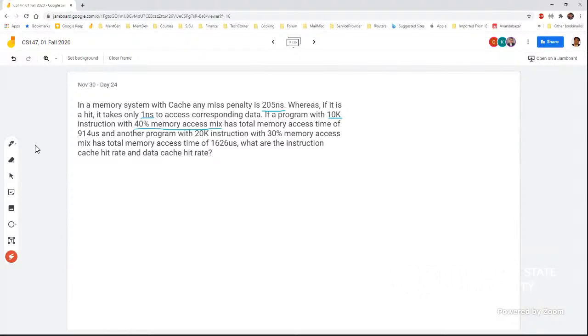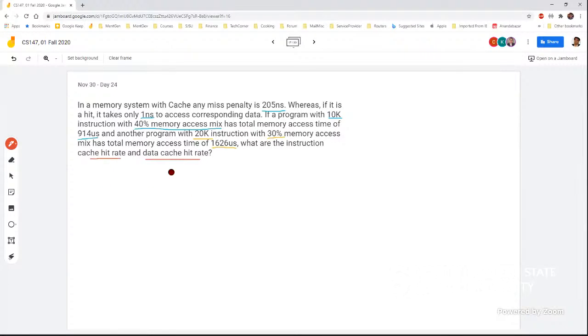And then it tells me that it has a total memory access time of this many microseconds. And then it has given another program, which is 20K instructions, with 30K memory accesses, with a total memory access time of 1,626 microseconds. What we need to come up with, from these two, is the instruction cache hit rate and data cache hit rate.